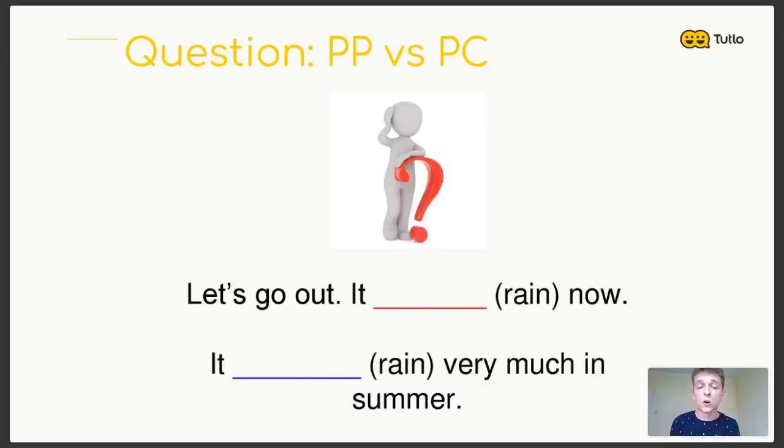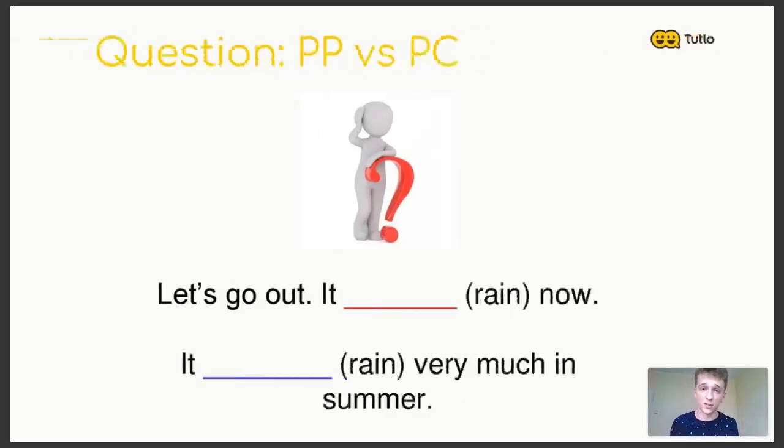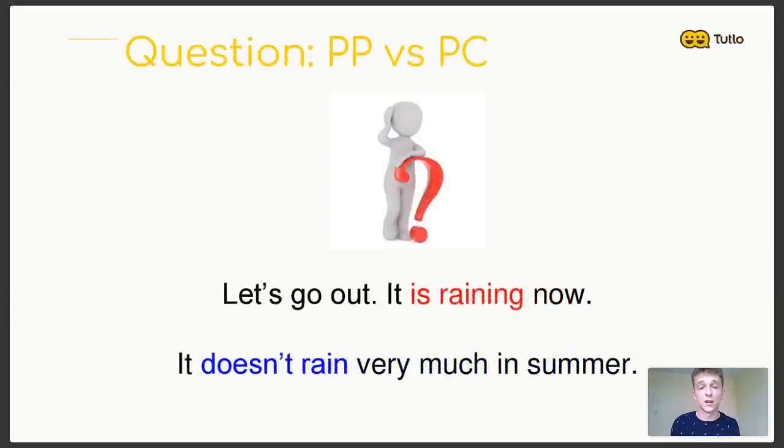Yeah, let's go out. It's happening right now. It's raining now. It's happening right now, or around this time. And the second one: it rains very much in summer. Yeah, it's a regular thing, a repeated action in time. So here you can see the answers.